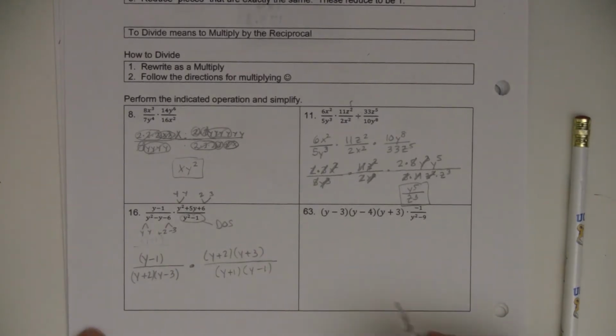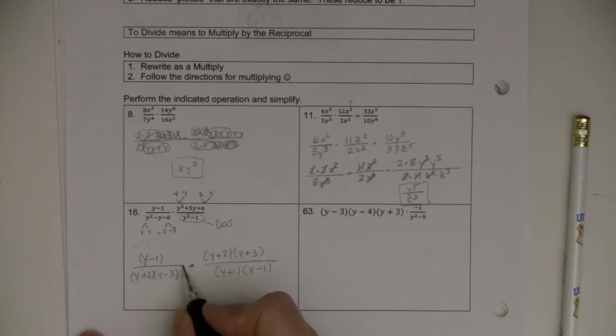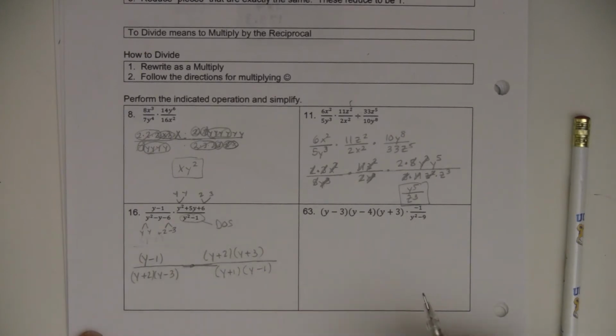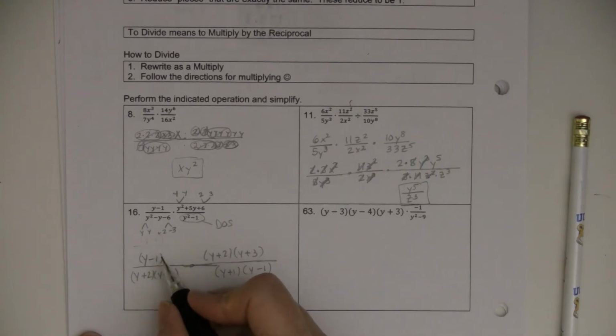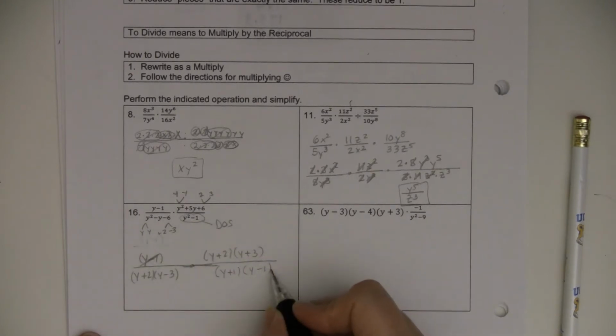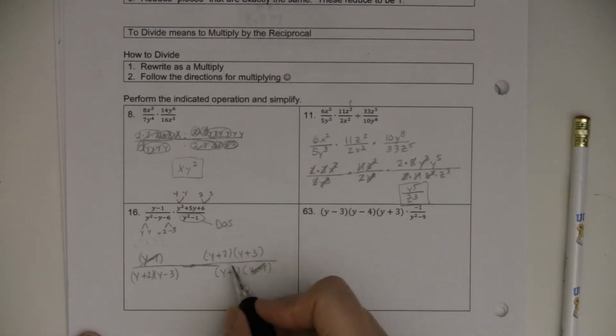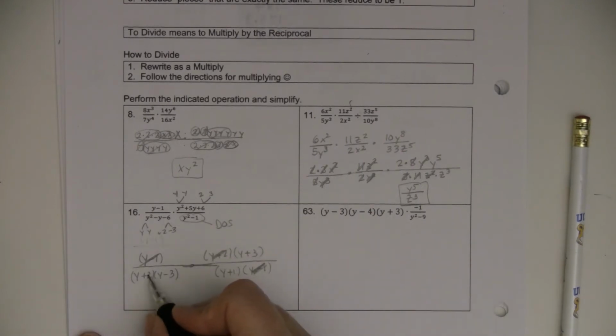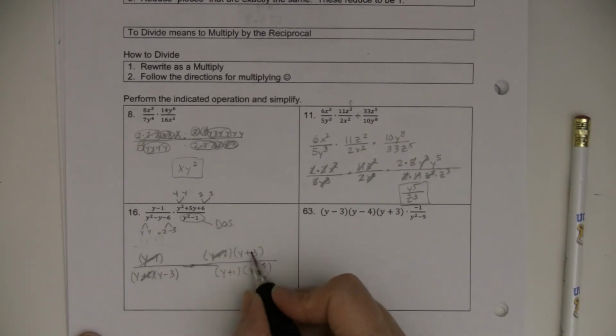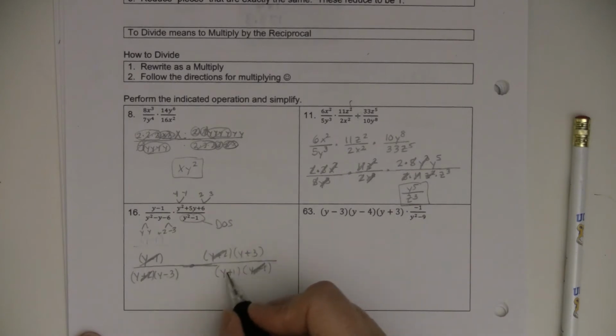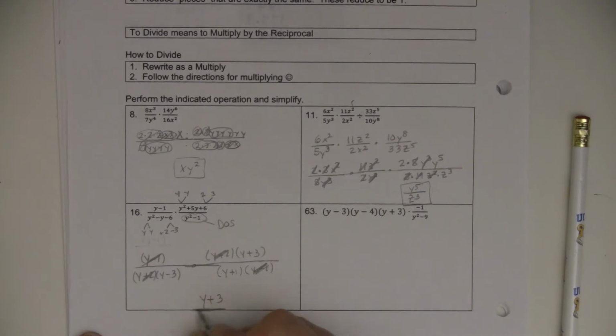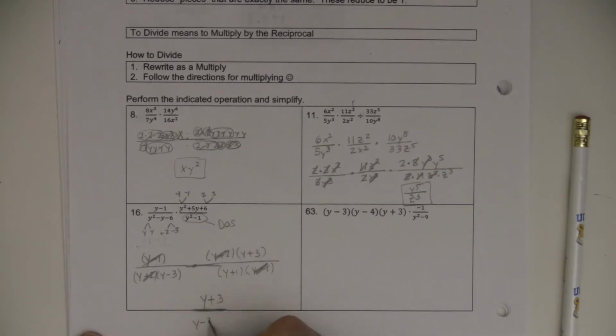And then things will reduce. Since this is a times, you can say it's all one line, and anything in the top will reduce with anything in the bottom, as long as they're exactly the same. So y minus 1 and a y minus 1. A y plus 2, one in the top, one in the bottom, and then these don't match. And so we have for the numerator a y plus 3, and then in the denominator a y minus 3 and a y plus 1.